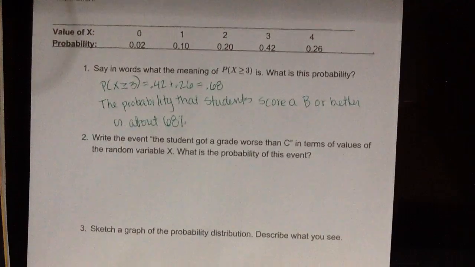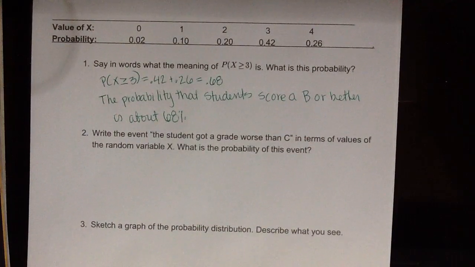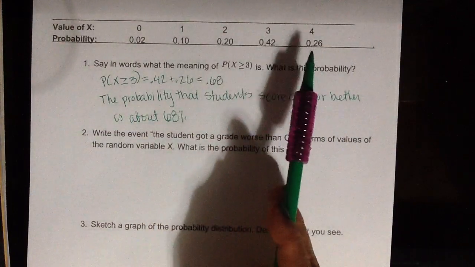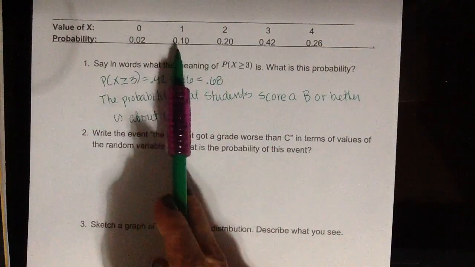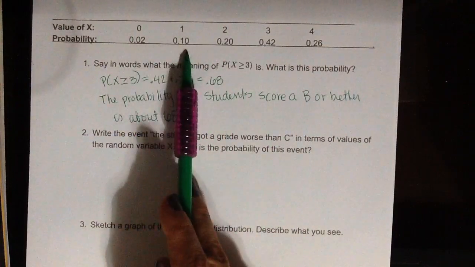Then moving on to number 2, it says write the event the student got a grade worse than C in terms of values of the random variable x. What is the probability of this event? So the student got a grade worse than a C. This was the A's, this is the B's, this is the C's. So if they got a grade worse than a C, that means they got one of these two grades.